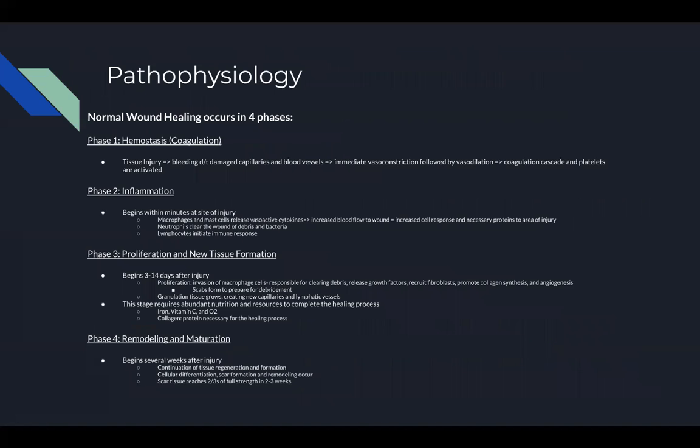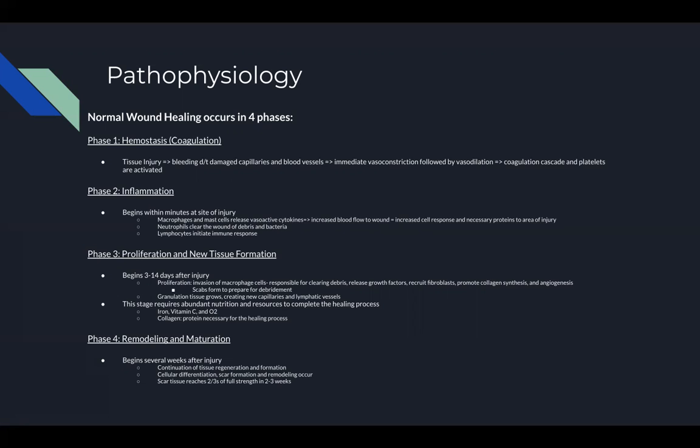So going over the pathophysiology of delayed wound healing, we have to understand how normal wound healing occurs. As Maggie stated before, we have four phases. Phase 1 is hemostasis, or coagulation. We have immediate tissue injury, which causes bleeding due to damaged capillaries and blood vessels, immediately followed by vasoconstriction and vasodilation, which in turn activates the coagulation cascade, and platelets eventually come by to form clots and thrombi. Phase 2 begins immediately, within minutes, at the site of injury.